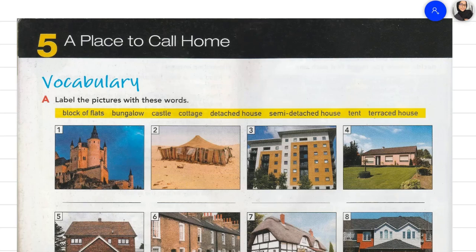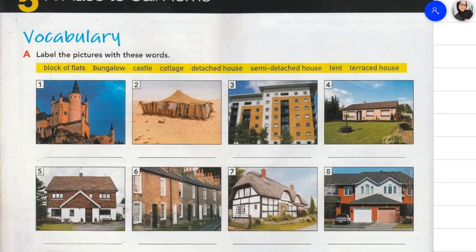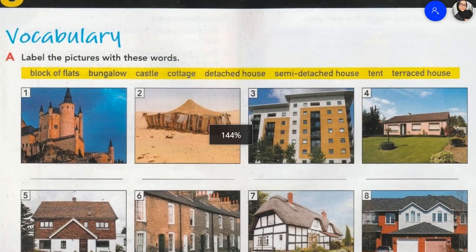The first one, block of flats, and then bungalow and castle. Cottage, detached house, semi-detached house, tent, terraced house. So we have to label these pictures here, pictures 1 until picture 8, with these words in the yellow word bank.